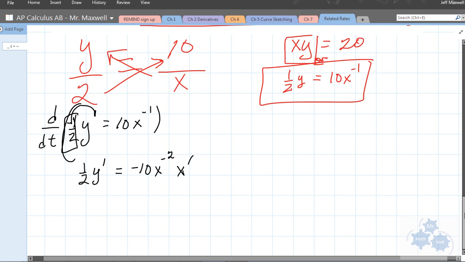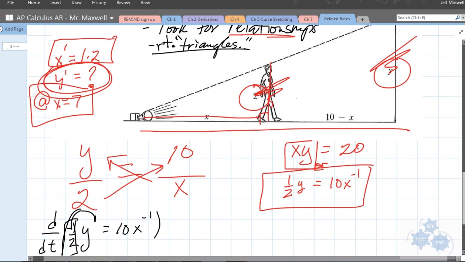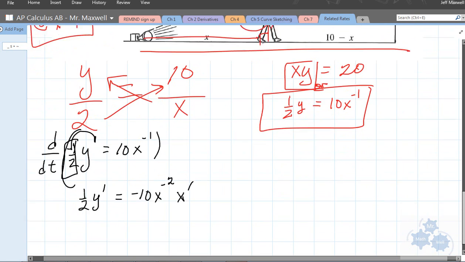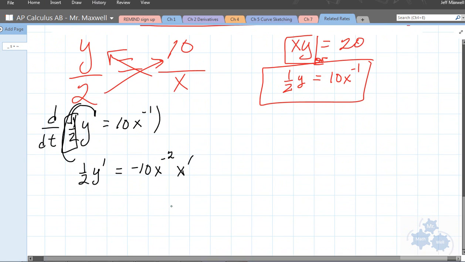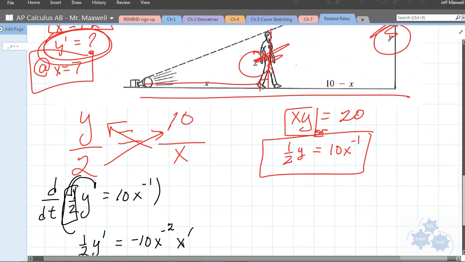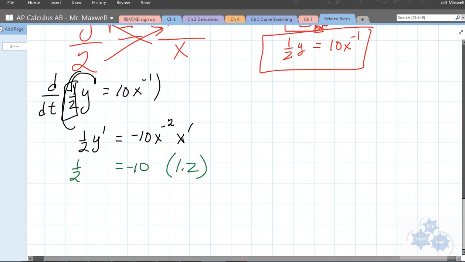So we've differentiated here now, and we go back to the question, and we said x prime was 1.2. So here's x prime, 1.2. I'm just filling everything in here. What about y prime? Y prime is what we're looking for, so we'll leave y prime as y prime. And x, do we have a value for x here? That was 7, wasn't it? So do you see how now I'm able to fill everything in here?